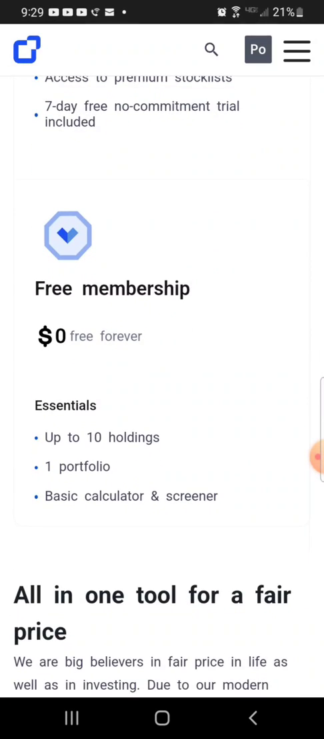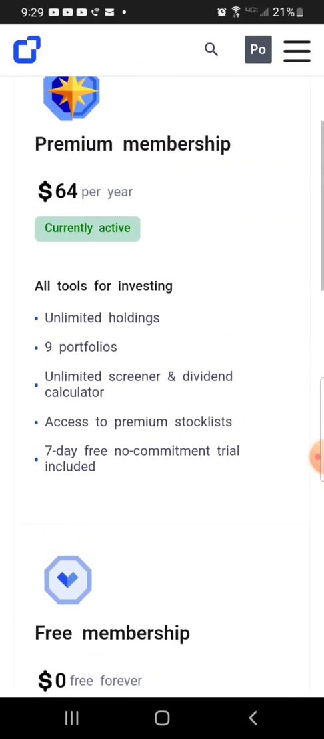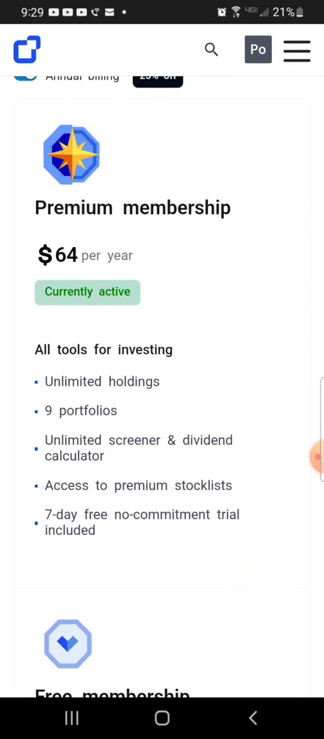So you can use the free membership and you can add up to 10 holdings, have one portfolio, and you're going to get a basic calculator and screener. But when you add the premium membership, you're going to get unlimited holdings. You can have 9 portfolios. So we're about to see what that's like when I make a portfolio.